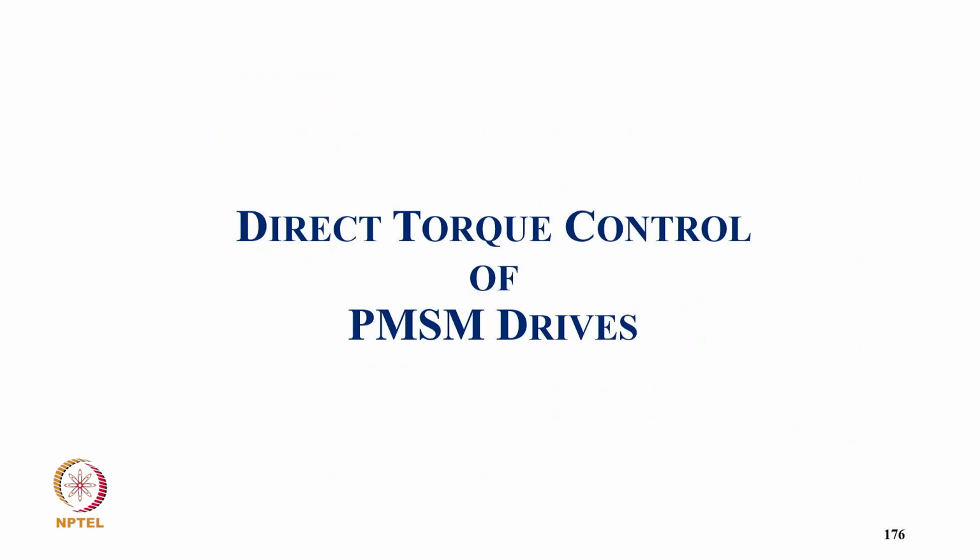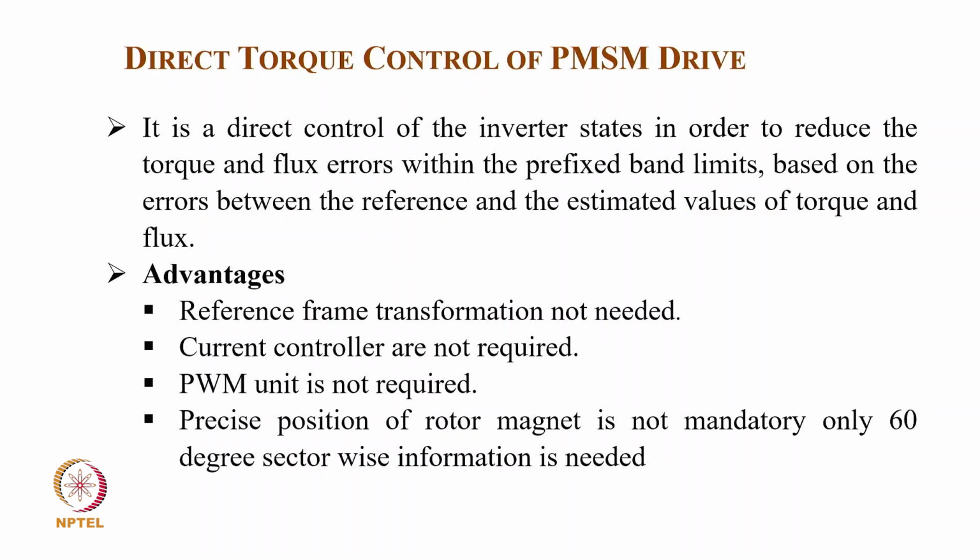Now coming to direct torque control of permanent magnet synchronous motor drive. So direct control of the PMSM drive is a direct control of the inverter states in order to reduce the torque and flux error within the prescribed band limit, based on the errors between the reference and the estimated value of torque and flux. So the advantages are: reference frame transformation is not needed, current controllers are not required, and the PWM unit is not required. The precise position of the rotor magnets is not mandatory, only 60-degree sector-wise information is needed.